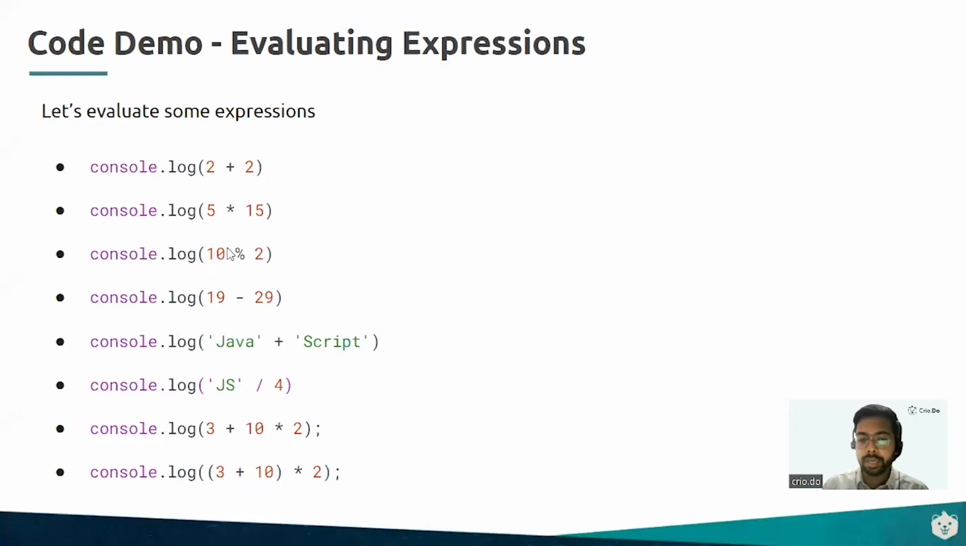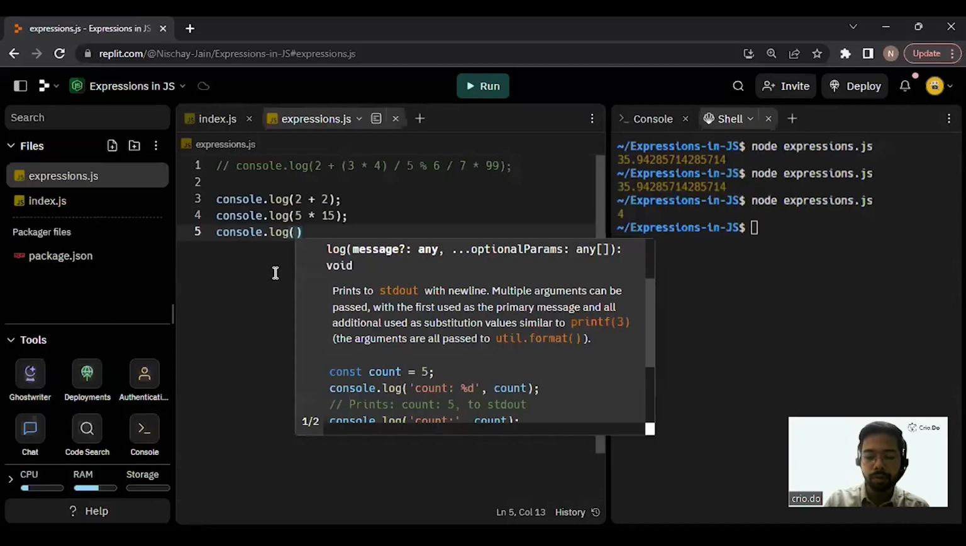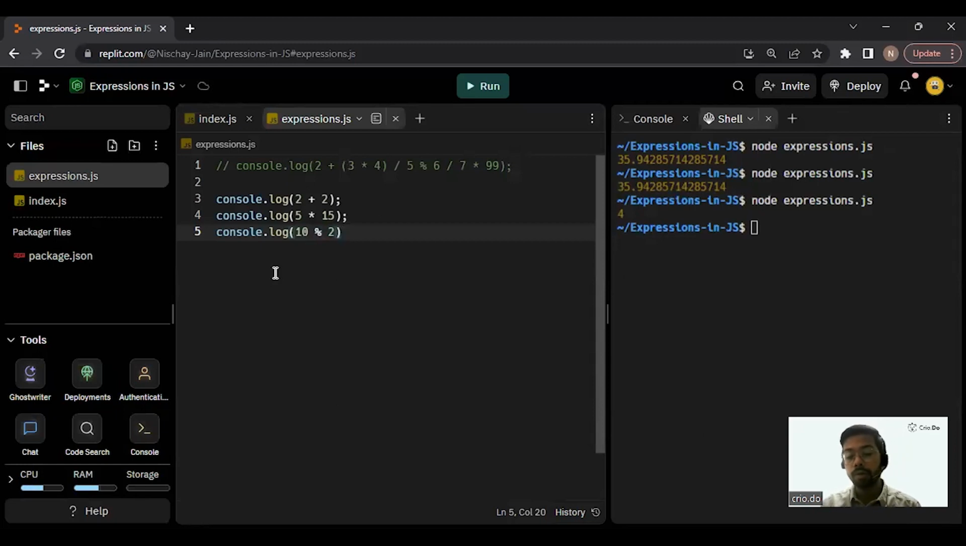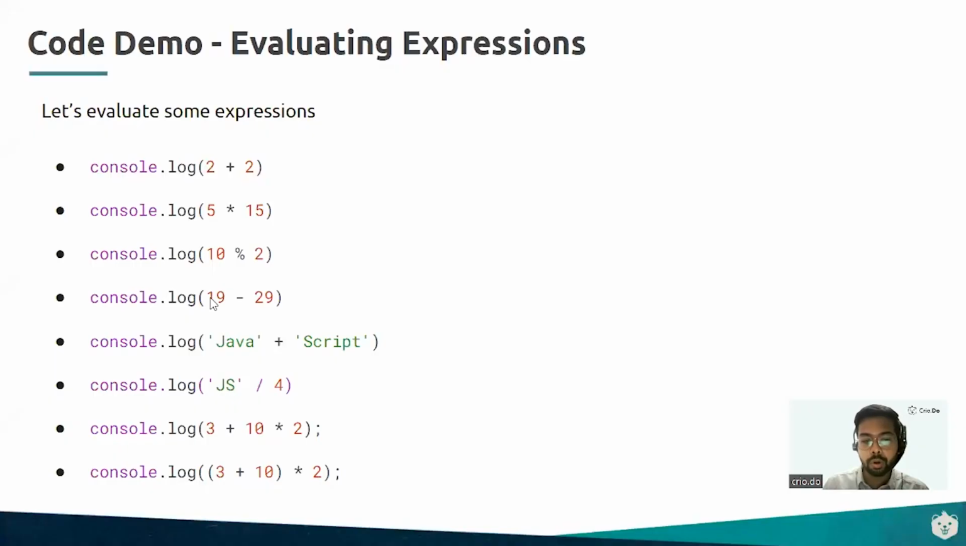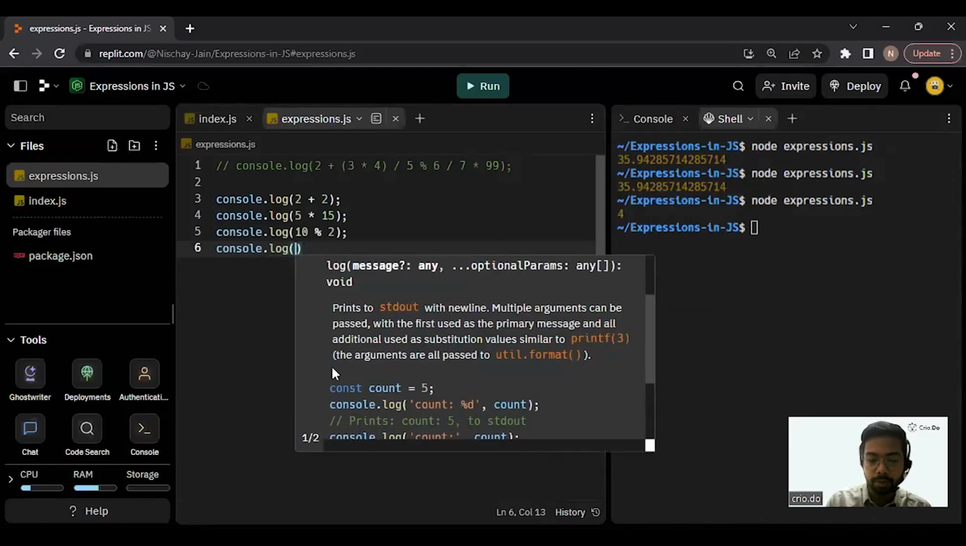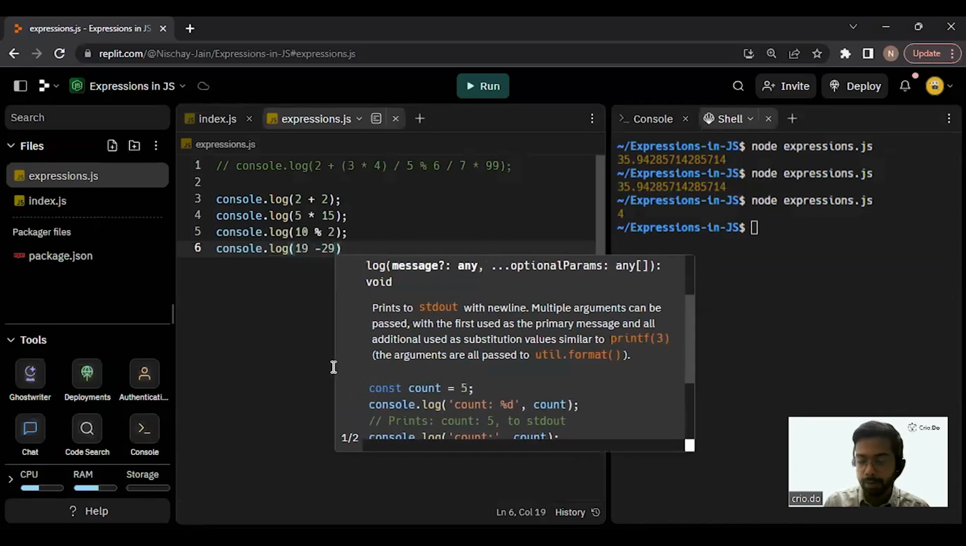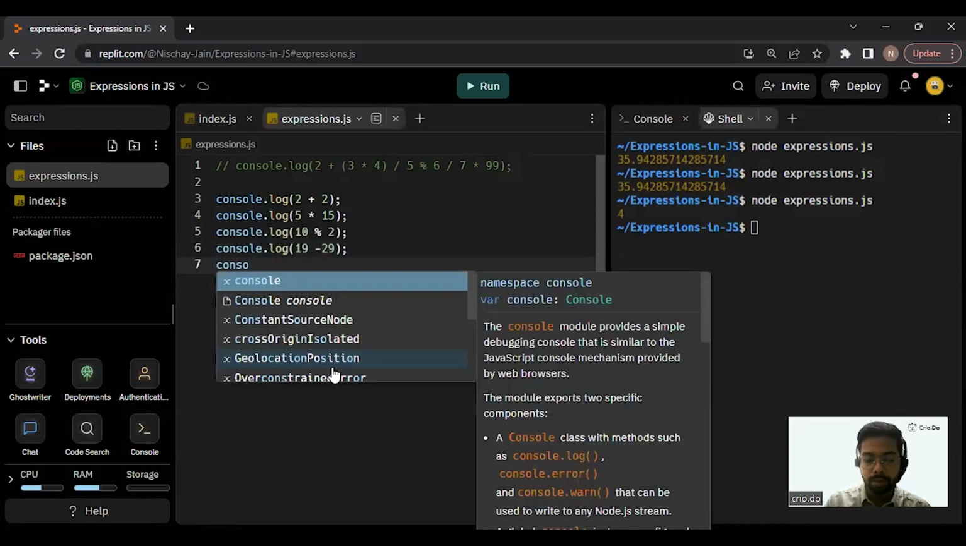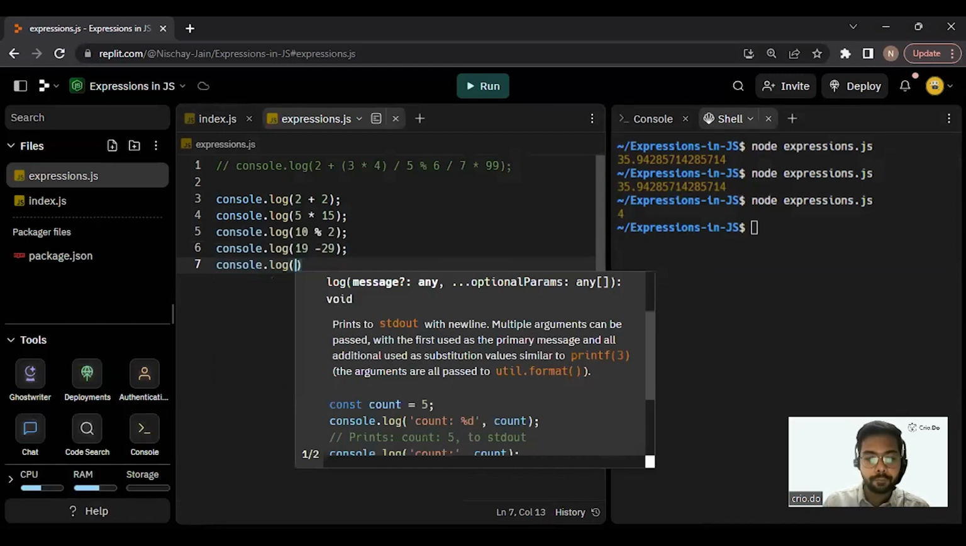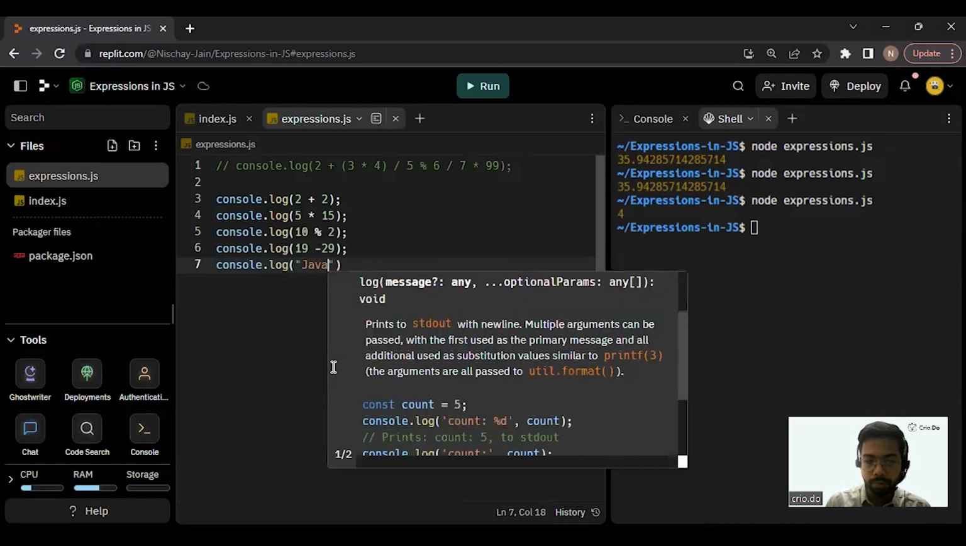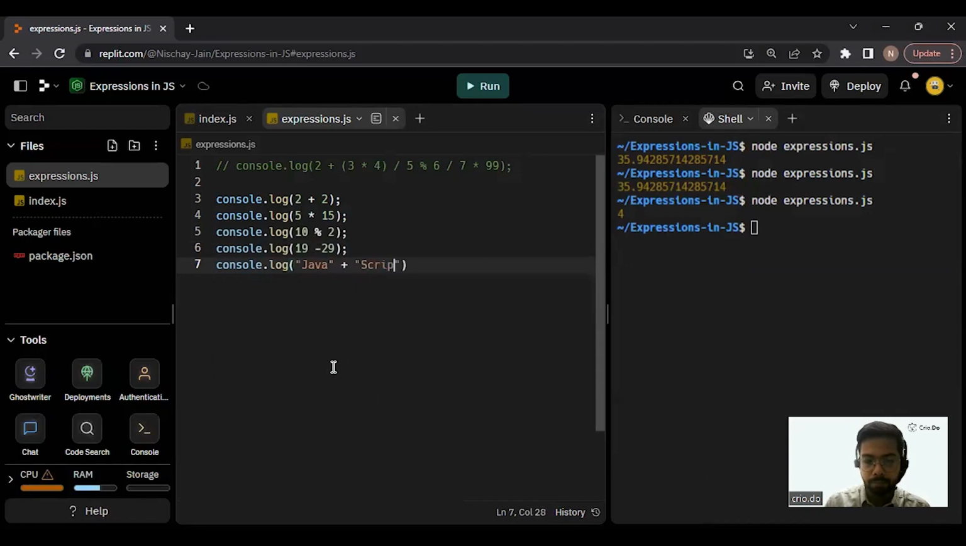The next one is 10 % 2. So percent over here is known as a modulus operator. And what does modulus stand for? It simply gives you the remainder when you divide the first number by the second. So for an example, if you're going to divide 10 by 2, what is going to be the remainder left? Well, in this case, it's going to be a 0. The next one is console.log of 19 minus 29. So let's do that. 19 minus 29. Next one is console.log of Java plus script. Java plus script.